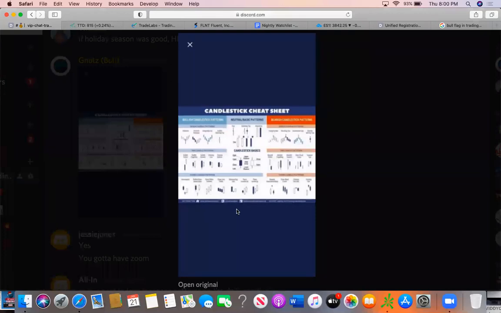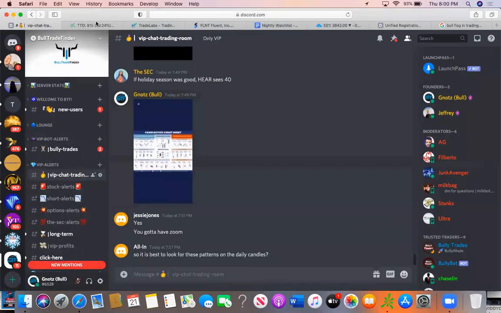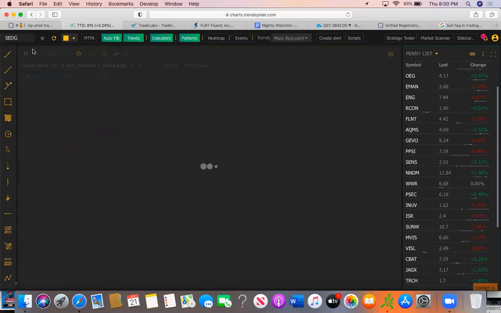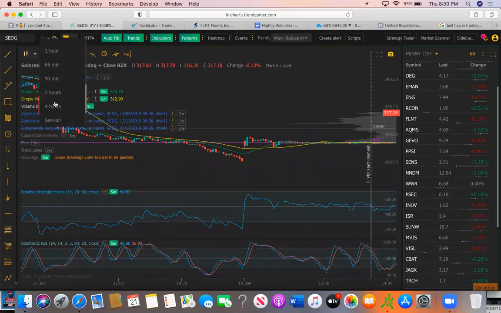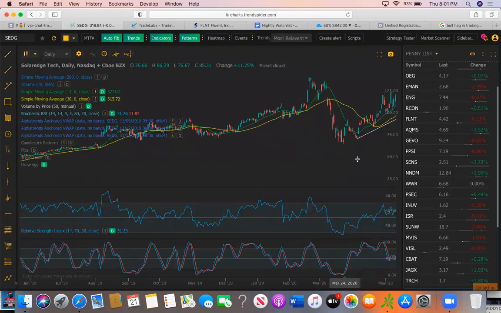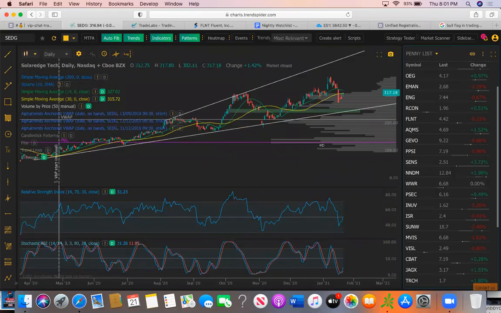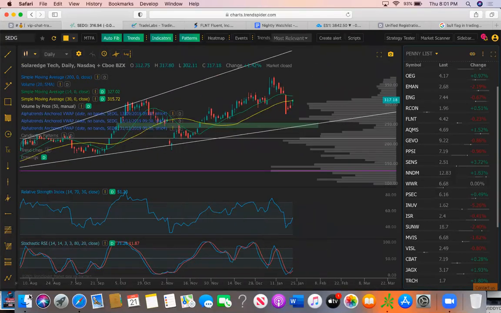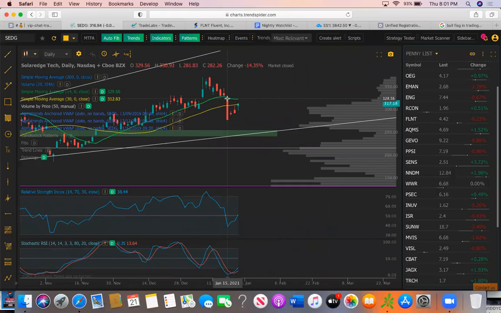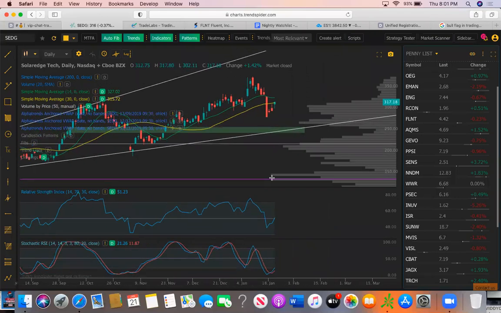But it'll be this sort of setup here, the 3 inside up setup, and you're going to see this pattern right here on SEDGE, Solar Edge. We bring up a daily chart. So right here, we had a big red candle coming down to areas of support. You could see a gap up here. We actually entered on this actual red candle here, and the reason was it was starting to get right to support. Support was around 270 to 280. The candle closed at around 283, so we did a starter there.